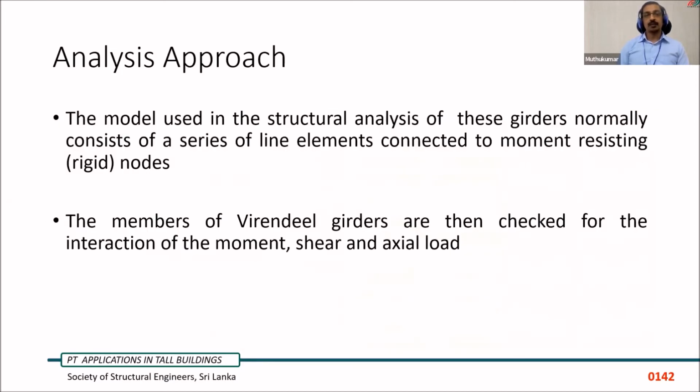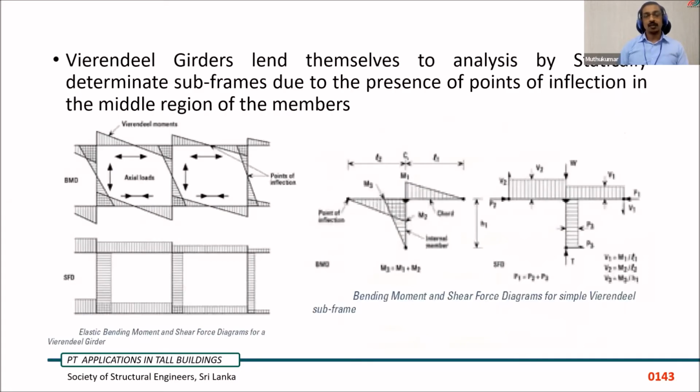For the analysis approach with rigid joints, all the connecting trusses are made with rigid joints, and all forces including moment, shear, torsion and axial force interaction are considered in this analysis. One of the advantages of Vierendeel is that it is quite easy because there is a point of contraflexure along all members, so we can do a simplified analysis using Vierendeel girders.